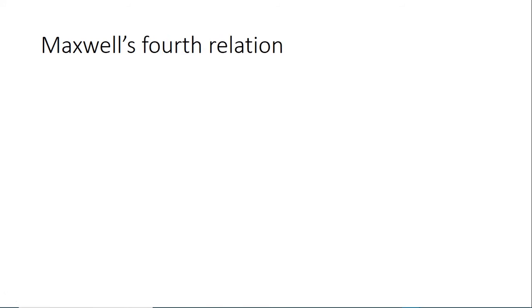Maxwell's fourth relation. Now we will consider Gibbs function. So G is equal to H minus Ts. Differentiate this, what you will get? dG equal to dH minus Tds minus S dT.